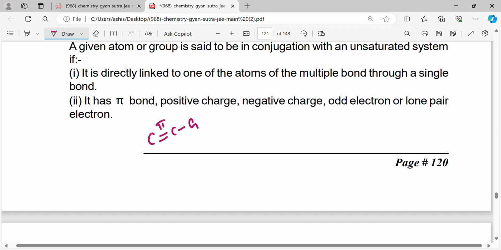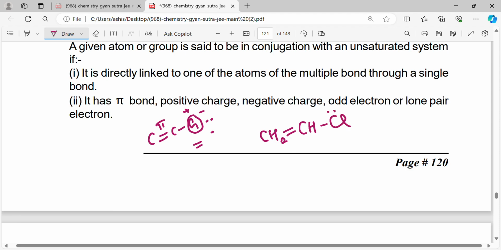Let us understand what conjugation is. Suppose there is a pi bond and there is a group. If this group has a positive charge, negative charge, lone pair, odd electron, or pi bond, then we can say this group has conjugation with the pi bond. So conjugation may be of these types: pi positive charge conjugation, pi lone pair conjugation, pi negative charge conjugation, pi odd electron conjugation, and pi conjugation.